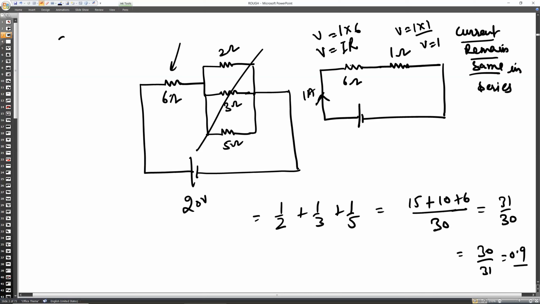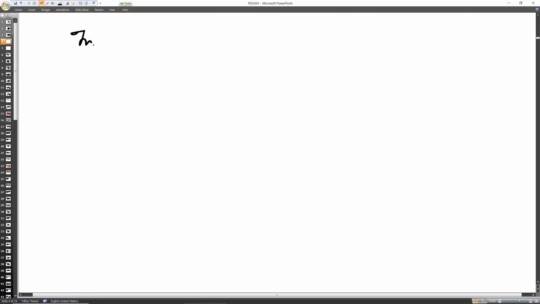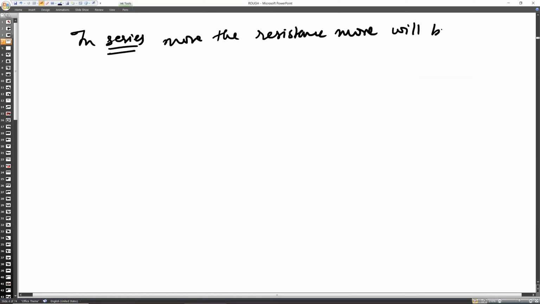Now, dear student, consider this. This is a very simple trick that I'm going to explain to you: the more the resistance, the more the potential difference. The more the resistance in series, you have to write in series, because you know that current remains constant. So in series, the more the resistance, the more the potential difference. Okay, you understood this concept?